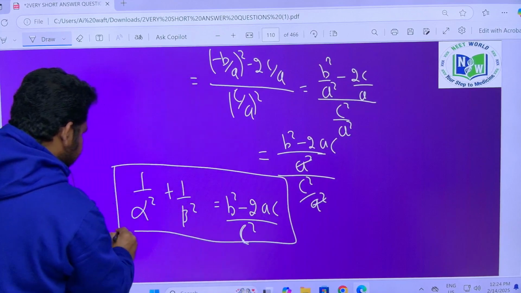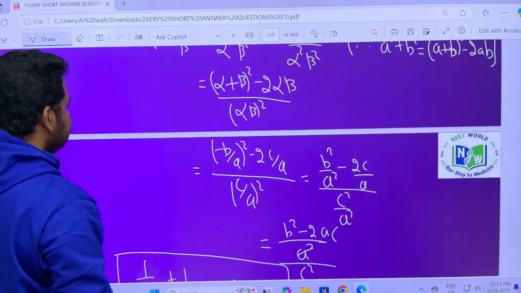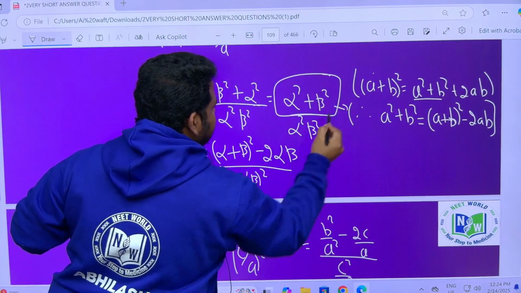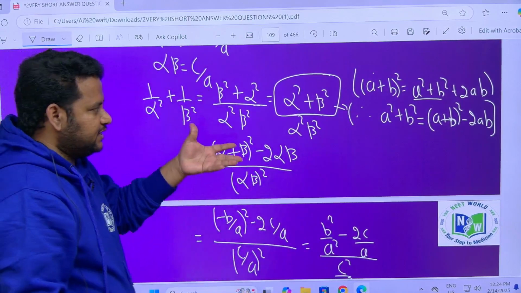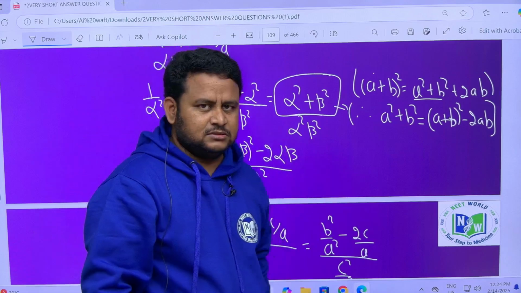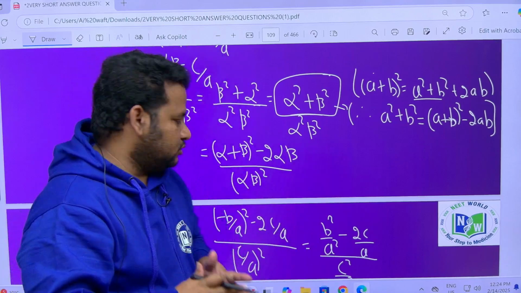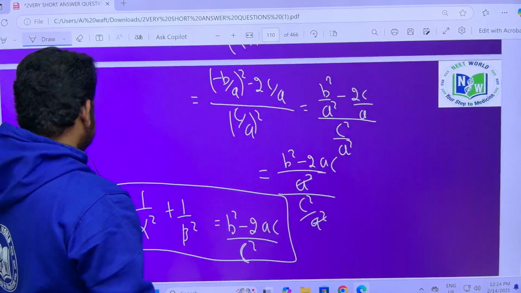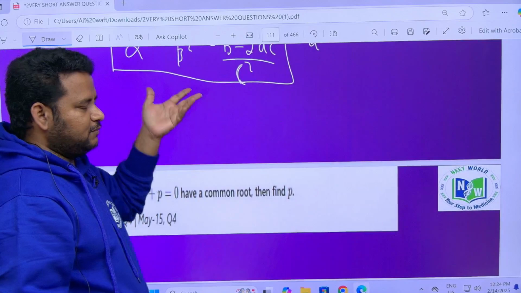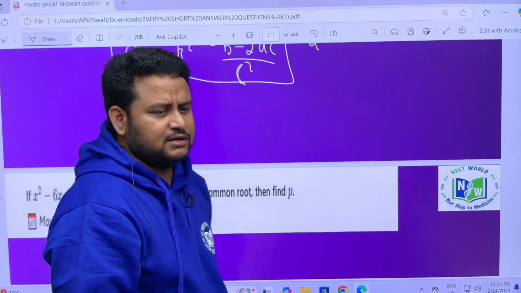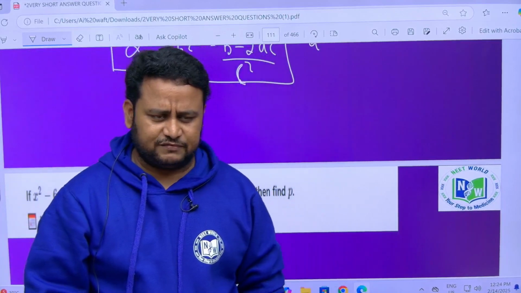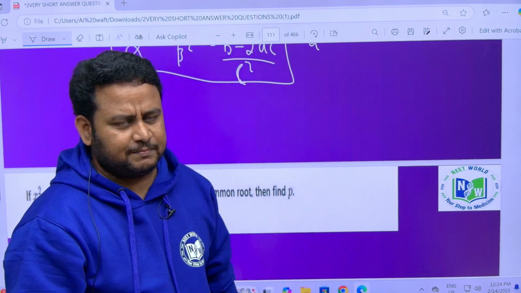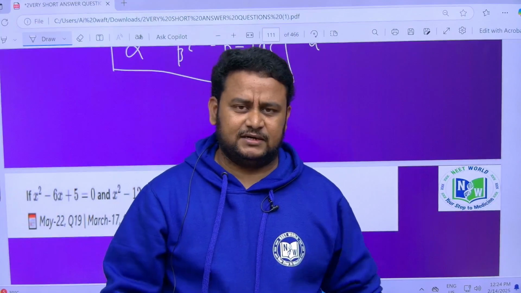Very simple. But the most important thing that you have to remember is this step. You have to remember this formula. I hope you have learned it in your lower classes, but you have to remember this, then only you will be able to solve. Got it, friends? Next one. If you know these formulas, then whether they give 1 by alpha square plus 1 by beta square, or 1 by alpha cube plus 1 by beta cube, or 1 by alpha to the power of 4 plus 1 by beta to the power of 4, it doesn't matter.